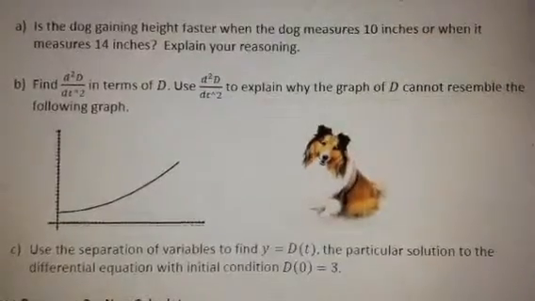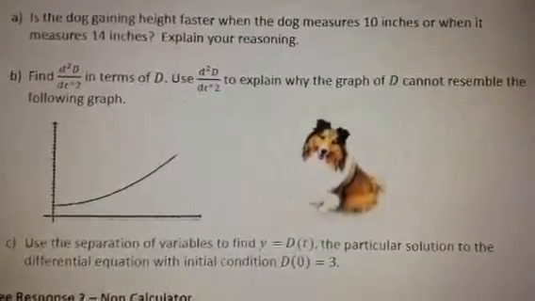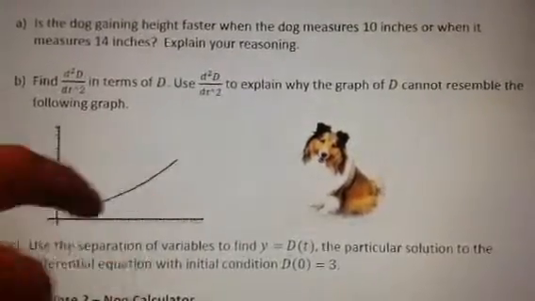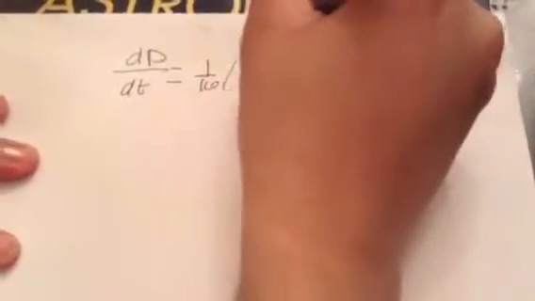Find the second derivative in terms of d. Use the second derivative to explain why the graph of d cannot resemble the following graph, right here. So to find the second derivative, we're going to go back to the equation that we are given. dd over dt equals 1/16 (18 minus d).